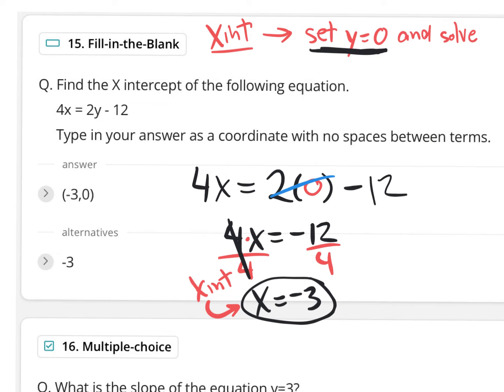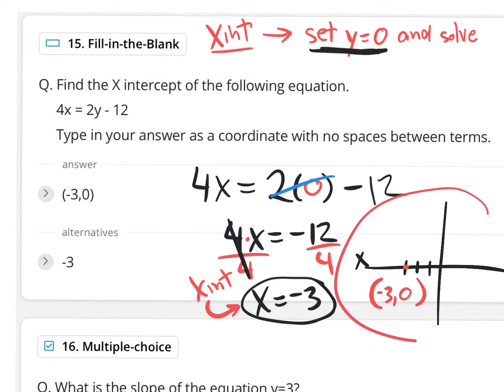Now, they do tell us to type in our answer as a coordinate with no spaces between our terms. So one option is for you to visualize where that x-intercept is at. Here's the x-axis, x being -3. Here's -1, -2, -3. That's that point right there. And what is that coordinate right there? That is the coordinate -3 on the x, 0 on the y.